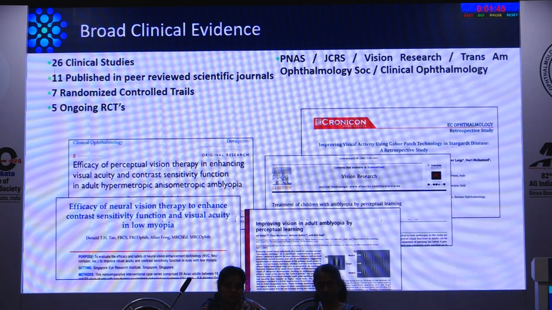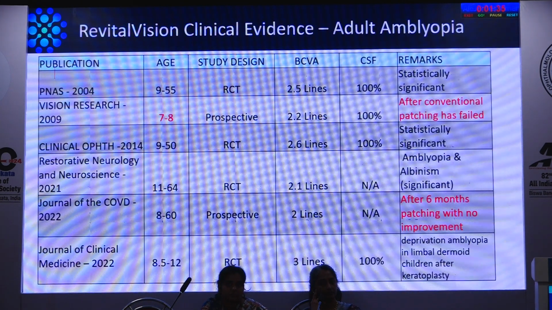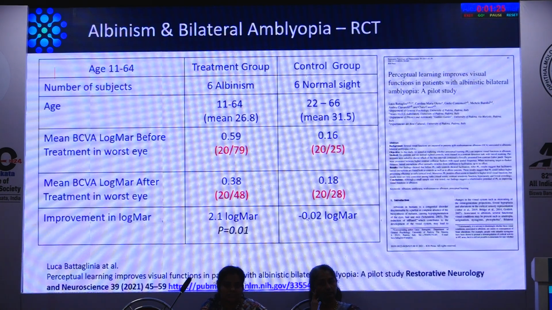So there is broad clinical evidence with 26 clinical studies, lots of RCTs and ongoing RCTs in different peer-reviewed journals. So this is the visual acuity improvement in adult amblyopias. More than 2 lines of improvement has been seen in various studies, and our study has also been included there. And also we have found improvement in albinism with bilateral amblyopia. The vision has improved from 0.38 to 0.18.